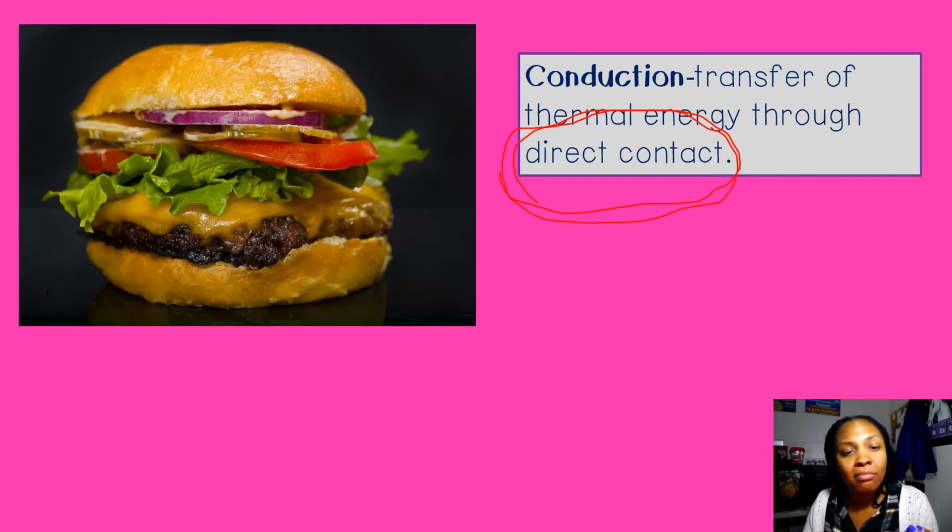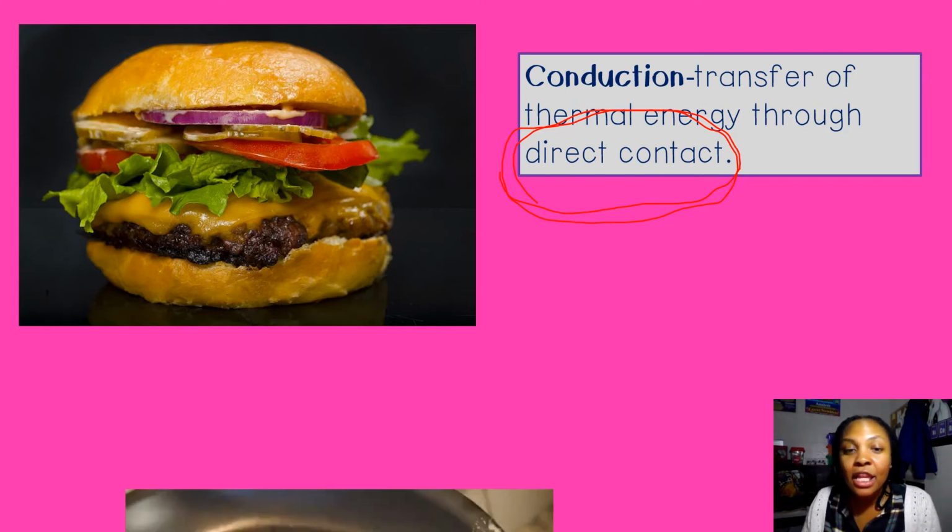Let's think about it. We're about to make our burger. So I put my bun down and then I put my burger down. And then when I put my cheese down, what starts to happen to the cheese? It starts to melt, and it's melting because of conduction. Our burger, when we take it right off the grill, that heat is still in that burger, and when that cheese gets on that burger, it's coming in direct contact with the heat source, which is the burger, and it's starting to melt.